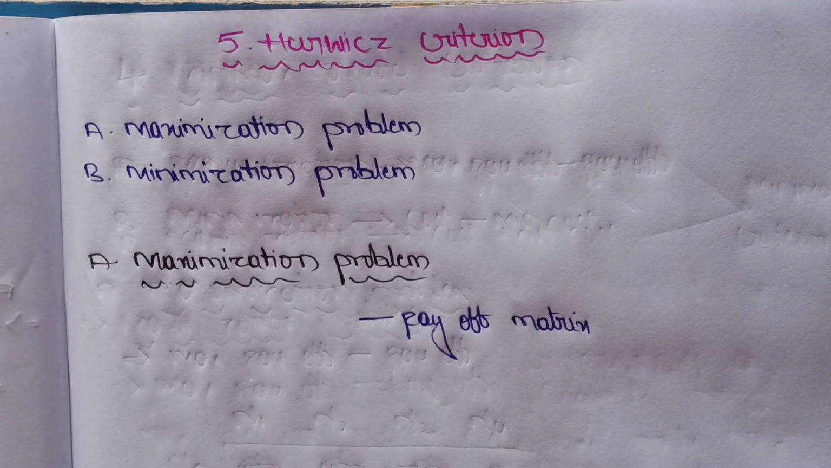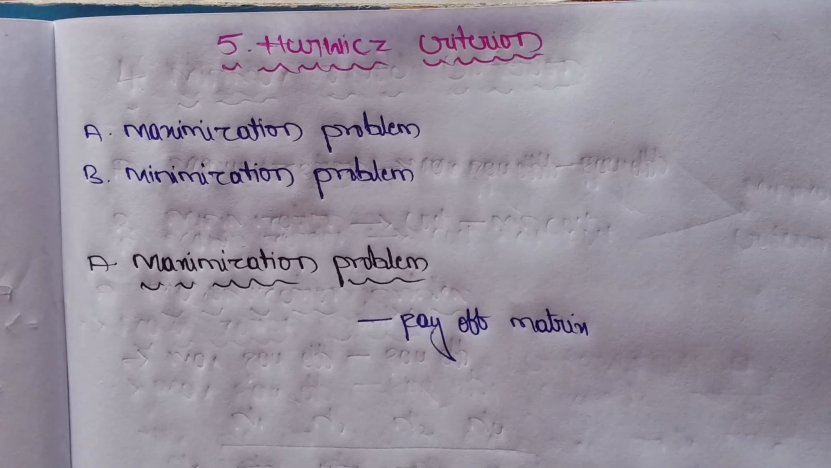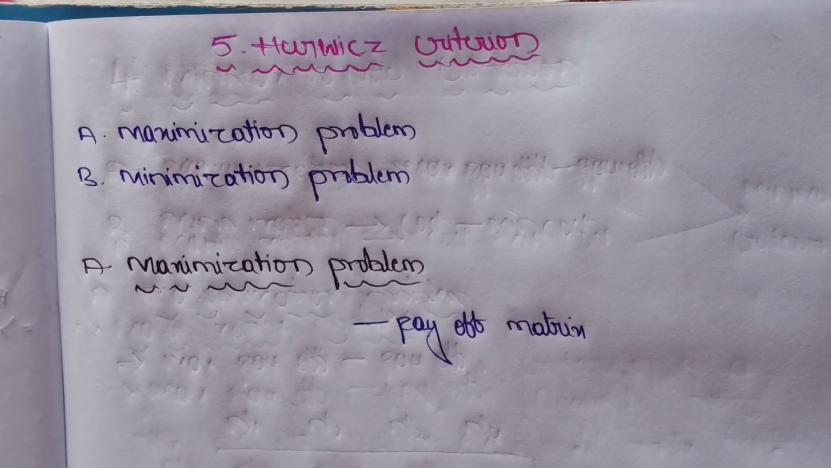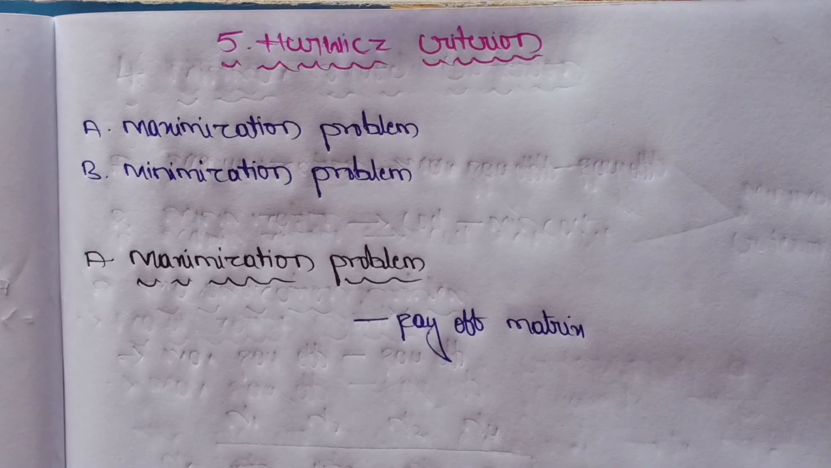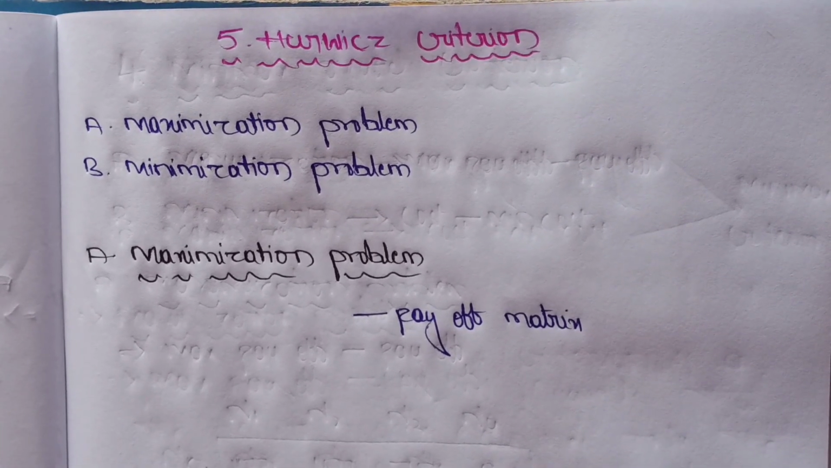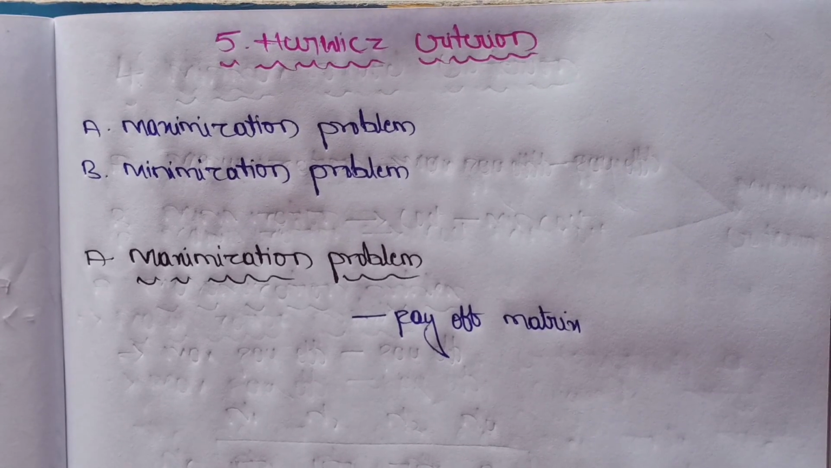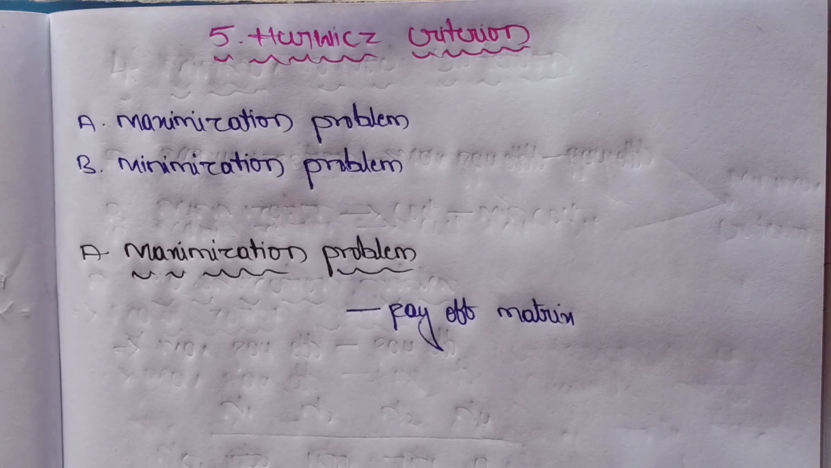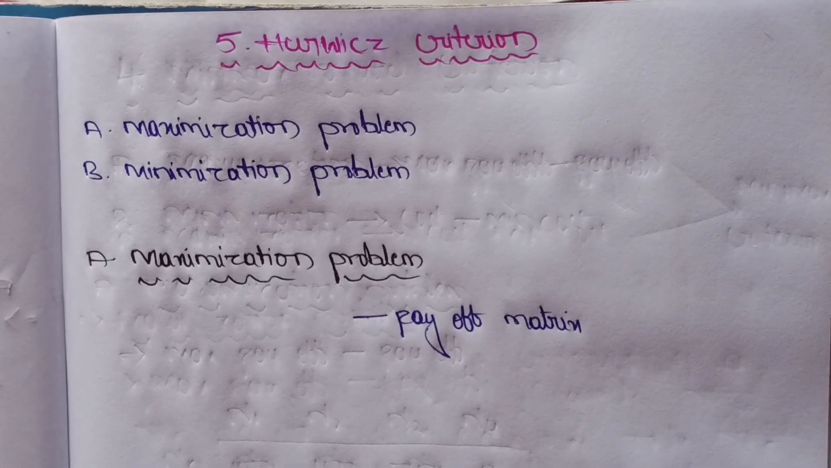And we have decision making under uncertainty. The fifth one is the Hurwicz criterion. In this Hurwicz criterion, we have two types: maximization problem and minimization problem. Maximization problem. This is a payoff matrix. So here we have to follow the formula to solve this problem.